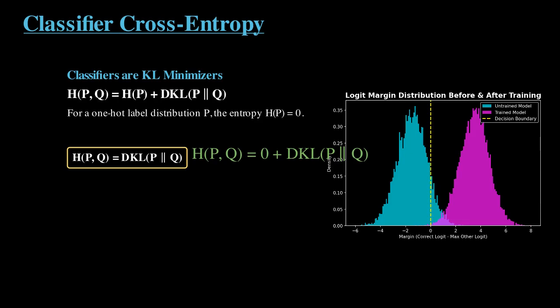In classification, the true label is a one-hot vector. This is a deterministic probability distribution, and its entropy is exactly 0. This means the cross-entropy loss simplifies to precisely the KL divergence from the true one-hot label to the model's softmax output. So, every time you've trained a classifier with cross-entropy, you are implicitly minimizing KL divergence. An untrained model has logits near 0, so its predictions are diffuse. After training by minimizing KL, the model becomes confident, pushing the logit margin for the correct class far from the others.